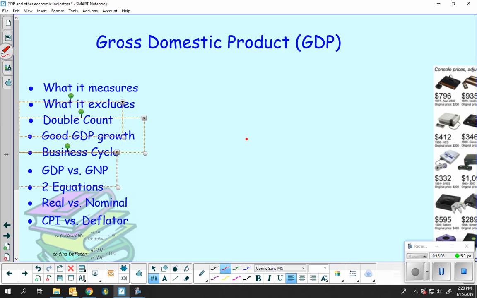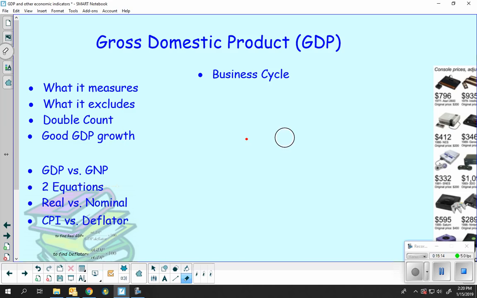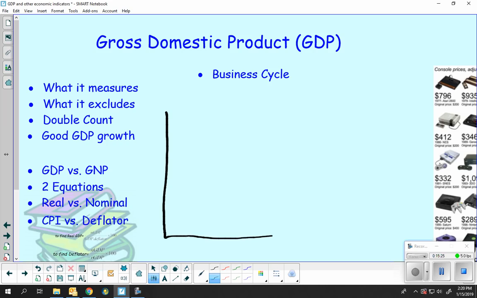Okay, let's do our next one, which is the business cycle. It's kind of like a graph. It's not something that you change. It's just a picture, kind of like, it's more like a circular flow model, but it's still on axes. So here's a graph. Here's the origin. We have our GDP over time.